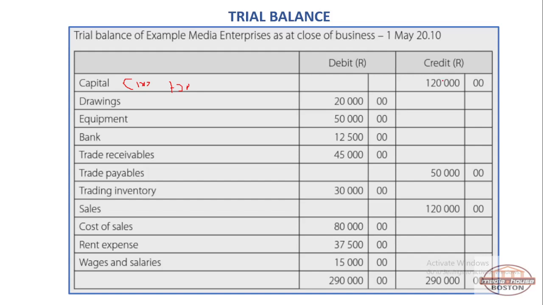So therefore the new will be 120,000. So this plus here will already indicate that our capital account is increasing by 20,000. Same applies to our equipment. So here you can just come and write 40,000.